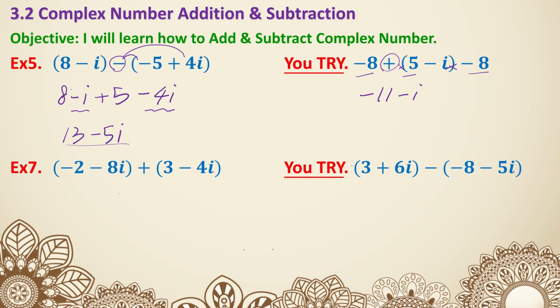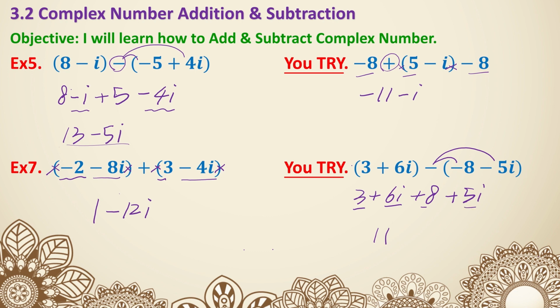Example 7, in front of the parentheses is also a plus sign, so I can just ignore all the parentheses and deal with the numbers. Negative 2 and 3 is 1. Then negative 4i and negative 8i is a minus 12i. There you go. Number in the front, i on the back. That's example 7. Example 8, I do have a negative sign, so I do need to distribute that. So 3 plus 6i, then plus 8 and plus 5i. 3 and 8 together is 11. 6i and 5i together is plus 11i. There you go. That's example 8.